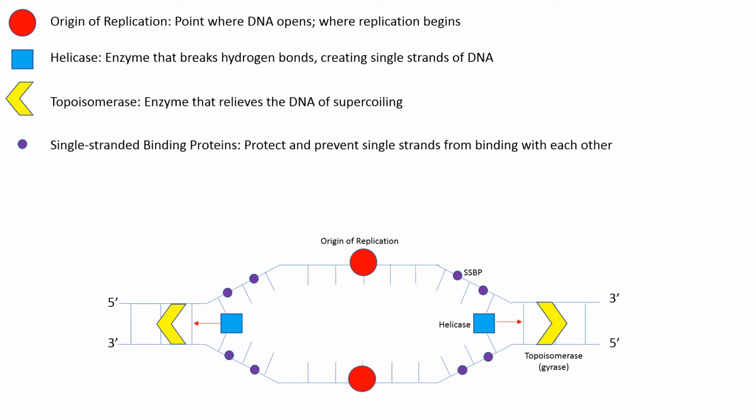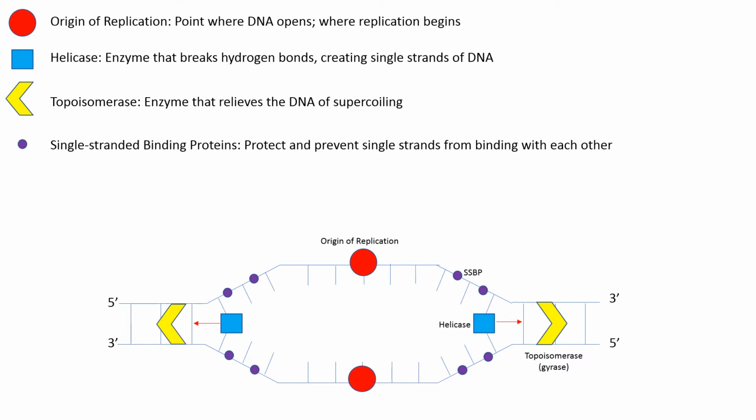To facilitate the unwinding of the DNA, helicase binds to the DNA and breaks hydrogen bonds along the DNA in order to separate the DNA strands, creating a replication fork. Once the strand is separated into single strands by the helicase, single-stranded binding proteins bind to the strands to serve as protection as well as to ensure that the strands stay separated from one another.